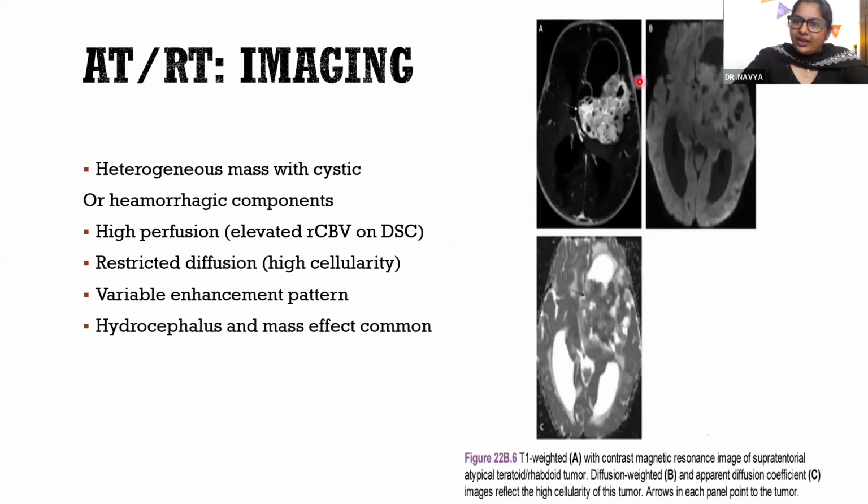So as I told you, the initial image when I first saw it was just looking like a four-chambered heart. This was all the hemorrhagic part, which is giving its very heterogeneous and variable effacement pattern.